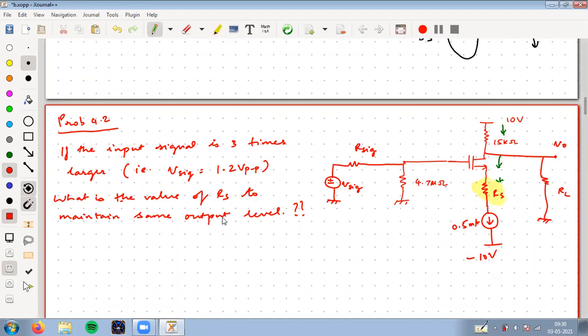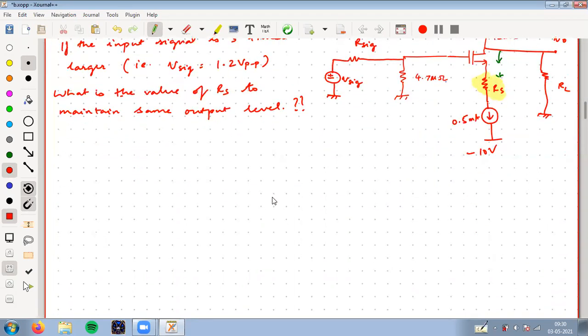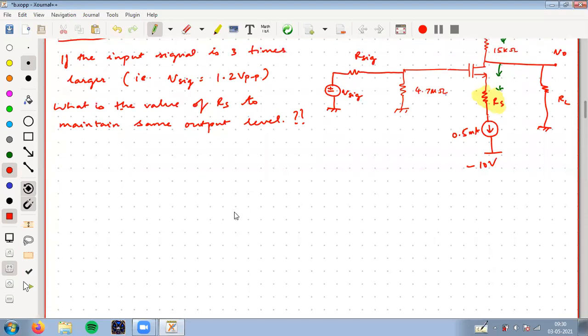So what is the value of RS? Well, if you want to maintain the same output level, and V signal is 3 times larger. So if I draw the model for this, always remember, whenever you have a source resistance RS, or any other resistance which is connected in series with the source, instead of using the hybrid pi model, always use the T model.